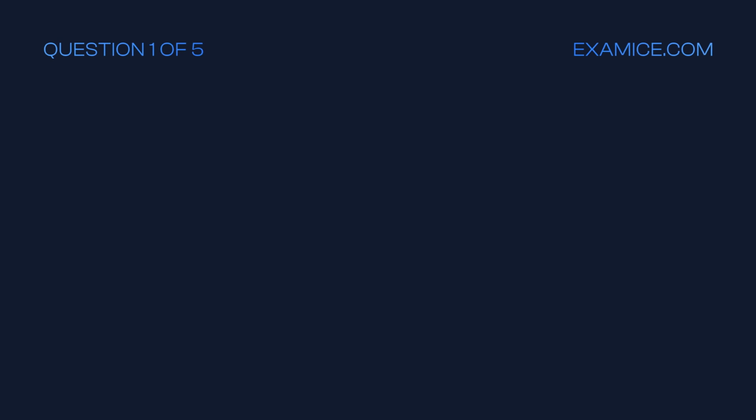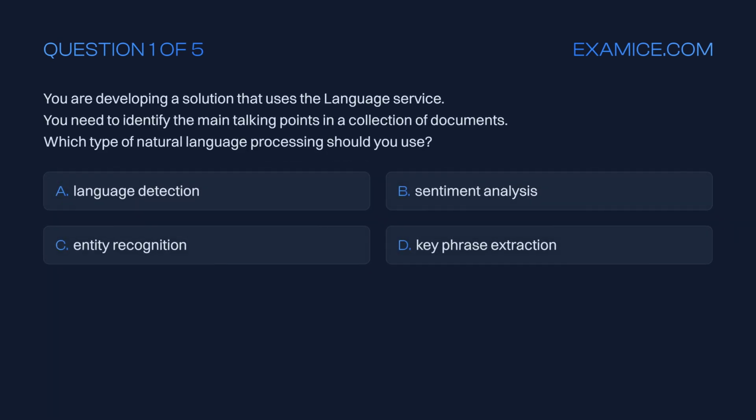Question 1. You are developing a solution that uses the language service. You need to identify the main talking points in a collection of documents. Which type of natural language processing should you use? Option A, language detection. Option B, sentiment analysis. Option C, entity recognition. Option D, key phrase extraction.